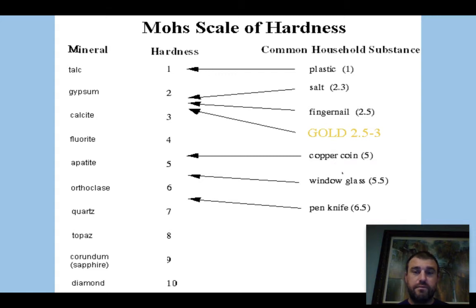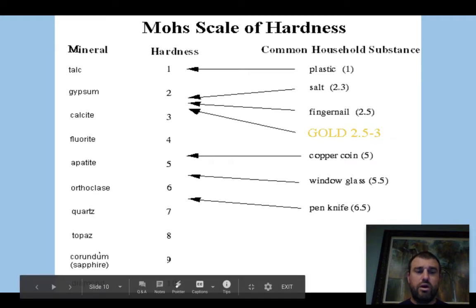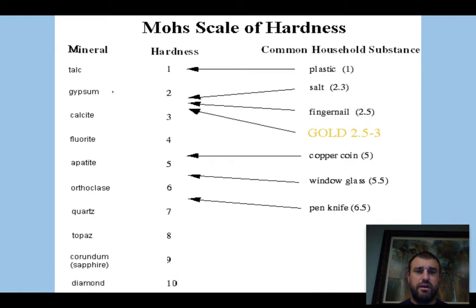Okay. Window glass. I actually think this copper coin's in the wrong place. I don't think it's a 5. And a knife, okay? Like a pocket knife. So talc and then he gave 10 well-known minerals, and he gave them relative hardness from 1 to 10. And those are the minerals he chose, okay?